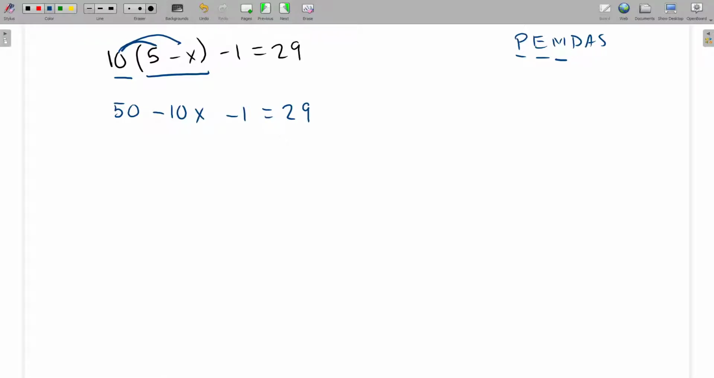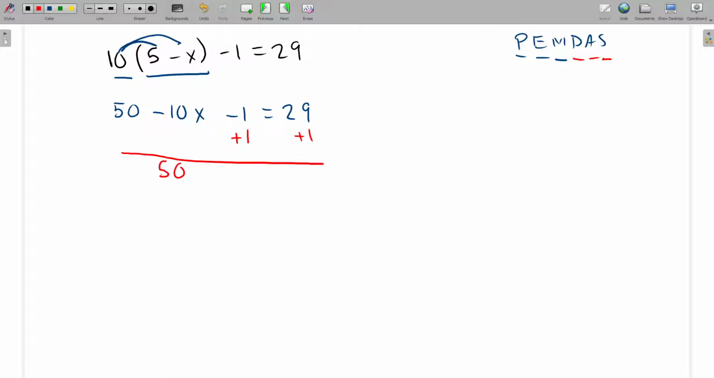Alright, I don't have any division to do, so now I need to do the addition and subtraction. I want to take the 50 and the negative 1, the two terms without the x, and move them across the equals, just like we did in the first problem. So I'm going to do the opposite of negative 1. I'm going to add 1 to both sides.